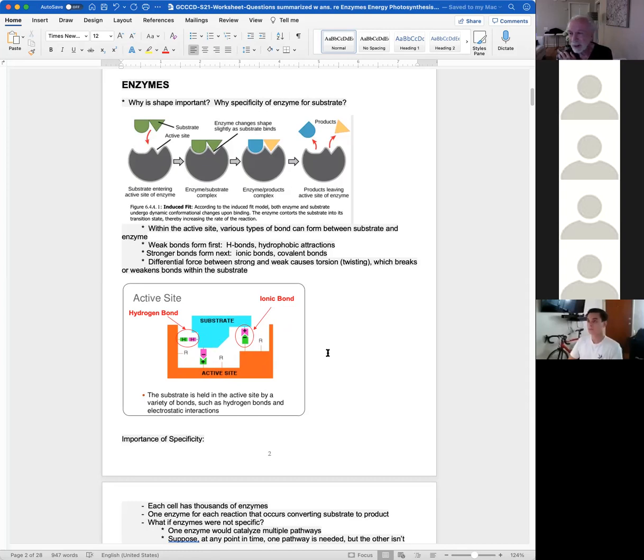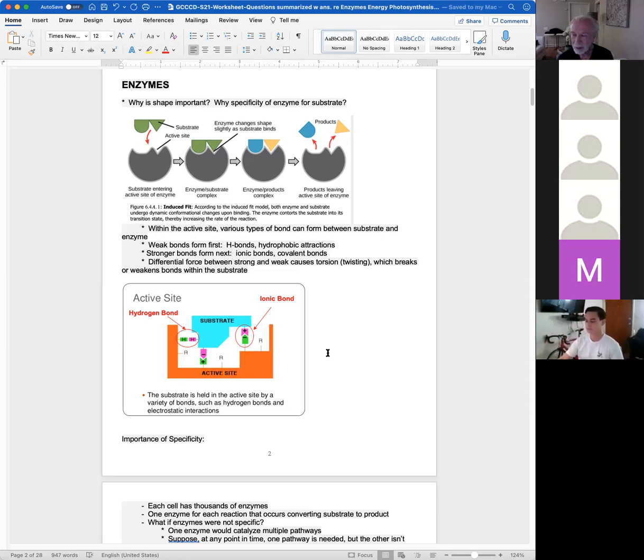Excuse me, Professor, do all these bonds occur at the same time? Well, sequentially, essentially the same time, and it all happens in a flash, but they do happen sequentially. The weak bonds form first, followed by the stronger bonds, and it's this sequence of bonds of different strengths that causes the enzyme to change shape and cause the products to form from the substrate.